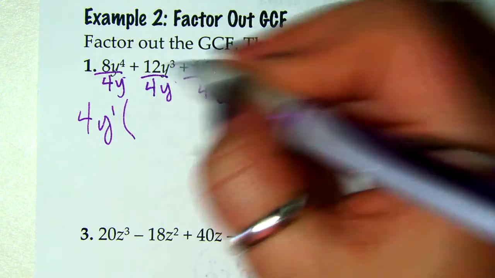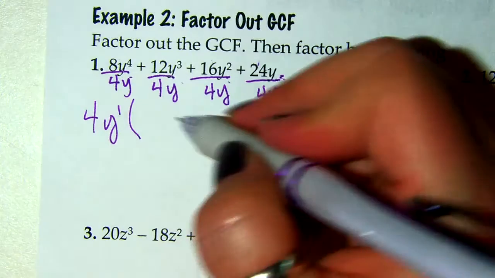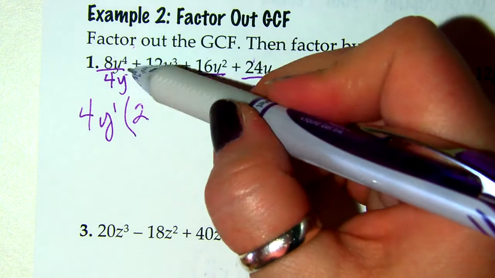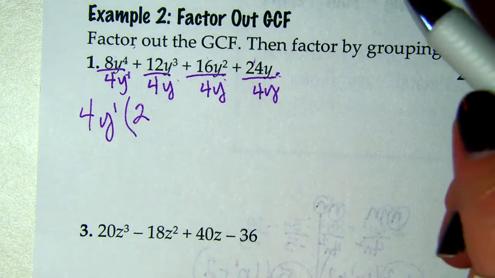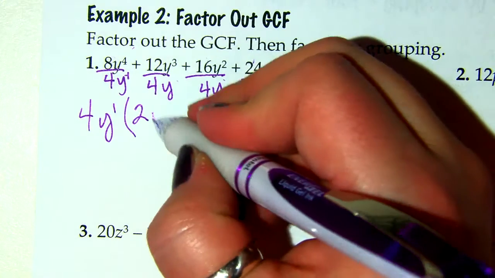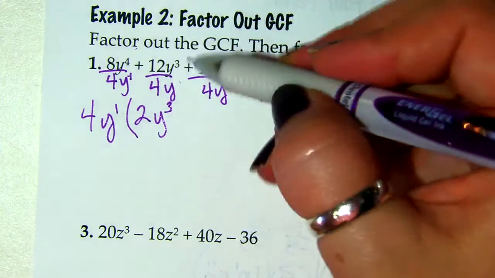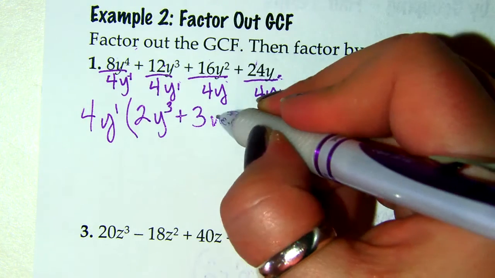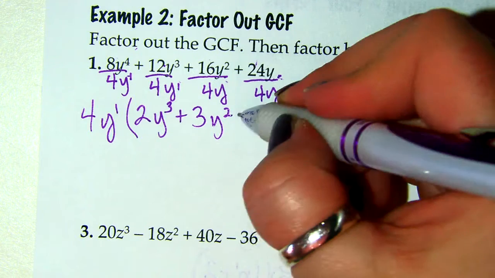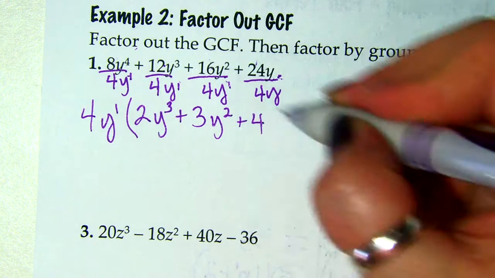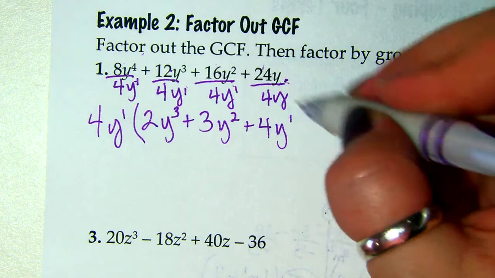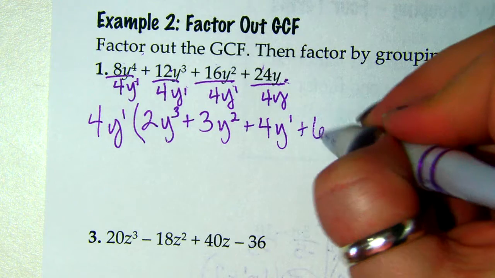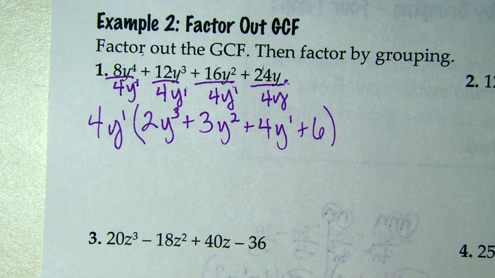So 8 divided by 4 is 2. The y's, remember that's got a 1 on it, so we're subtracting. 4 minus 1 would be y to the third. 12 divided by 4 is 3, and then y squared. 16 divided by 4 is 4, y to the first. 24 divided by 4 is 6, and then the y's cancel out. So that's the first step.